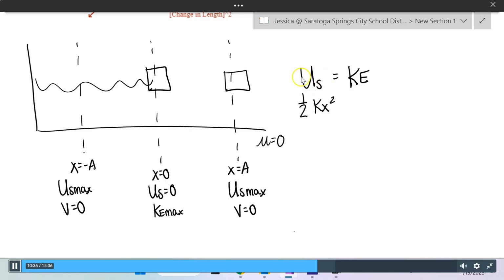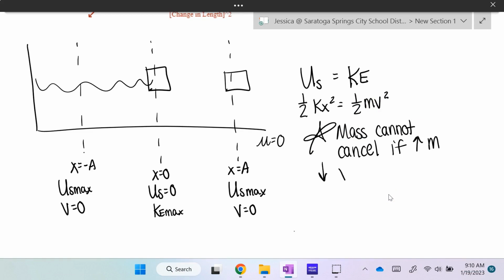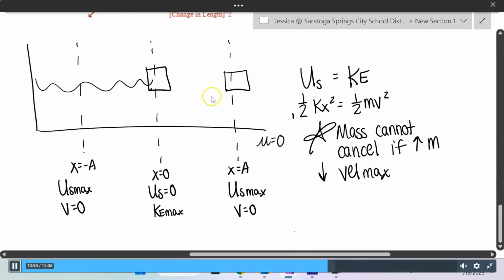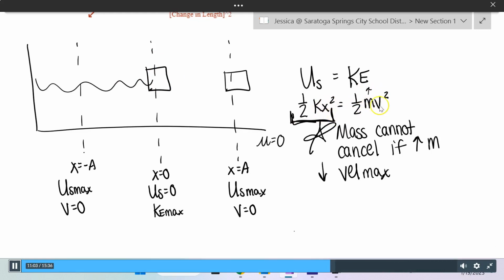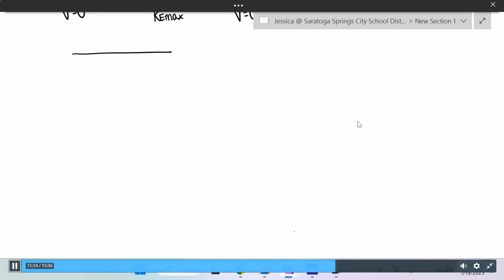But we could say that spring max ends up equaling KE max, so 1/2 kx squared max equals 1/2 mv squared max. Now, one thing to pay attention to is that the mass cannot cancel here like we are used to. So if the mass increases, then our maximum velocity is going to decrease. So if I were to attach a larger block to this spring, if I stretched it to the same amount, this larger mass would mean that v has to decrease because the spring potential energy would remain the same. So that's one important thing to pay attention to, because we're really used to mass canceling.